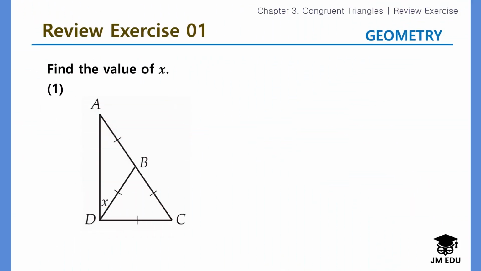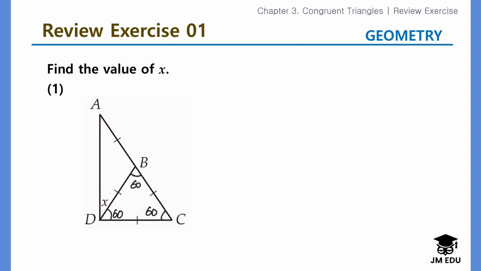Review exercise number 1. The question is to find the value of x. We have isosceles triangle ABD, and we have equilateral triangle BCD. So all three sides are equal, all three angles are equal in an equilateral triangle. So this must be equal to 60, 60, 60.